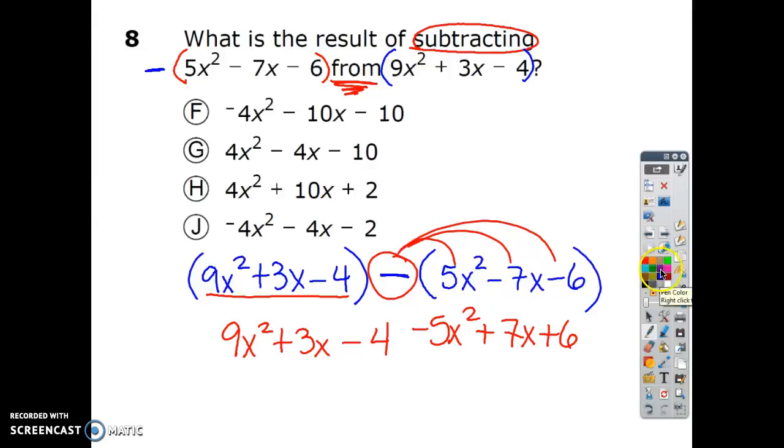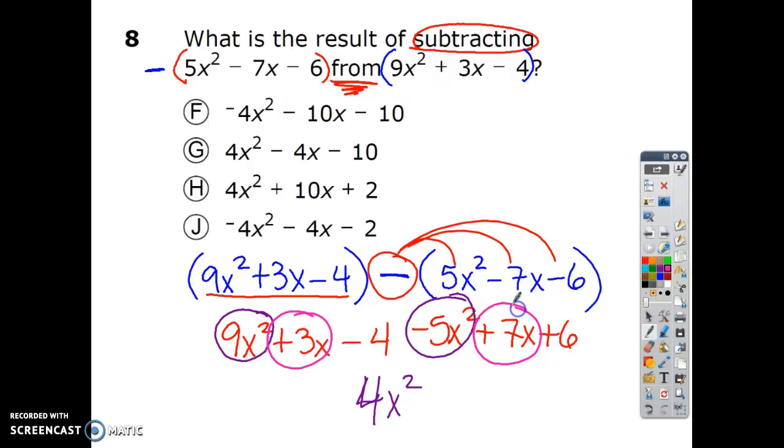Combine like terms. 9x squared minus 5x squared gives you 4x squared. 3x plus 7x gives you 10x. And -4 plus 6, positive 2. So your answer is 8.